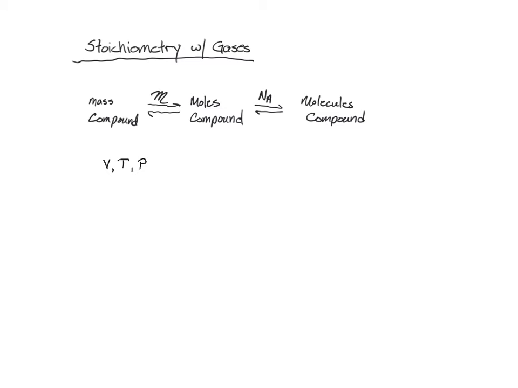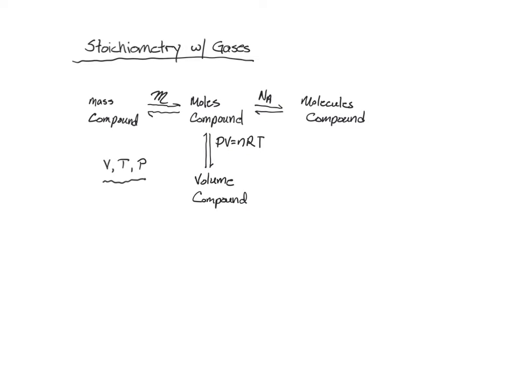So, is there a way for us to do stoichiometry with gases that doesn't involve mass but uses these parameters that we do know how to measure or calculate? And the answer is yes. Typically, we can go from the volume of a gas, so the volume of the compound, to the number of moles of the compound using the gas law. Okay, so PV equals nRT.